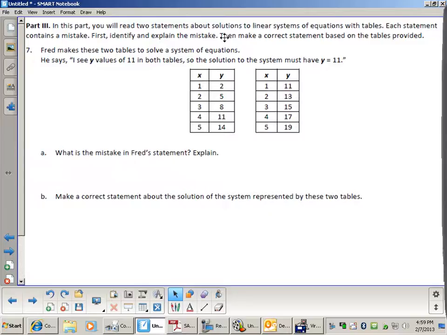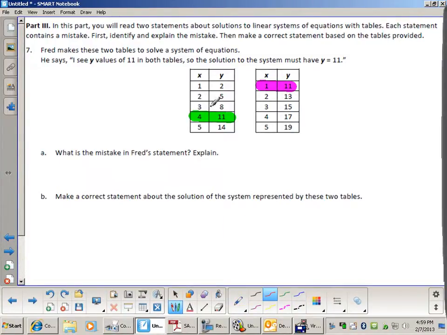Okay, so let's see. This guy, Fred, makes these two tables, solving two equations which we don't know. He says, well, look, I see the y values of 11 in both tables, so the solution has to be 11. So check it out. He sees 11 right here, and he sees 11 right here. So he's not right. The answer is not 11. So what's the mistake? Well, the mistake is simple. They have to both be 11 at the same time. So when you're looking at these two side by side, this guy's 11 at 4, this guy's 11 at 1.